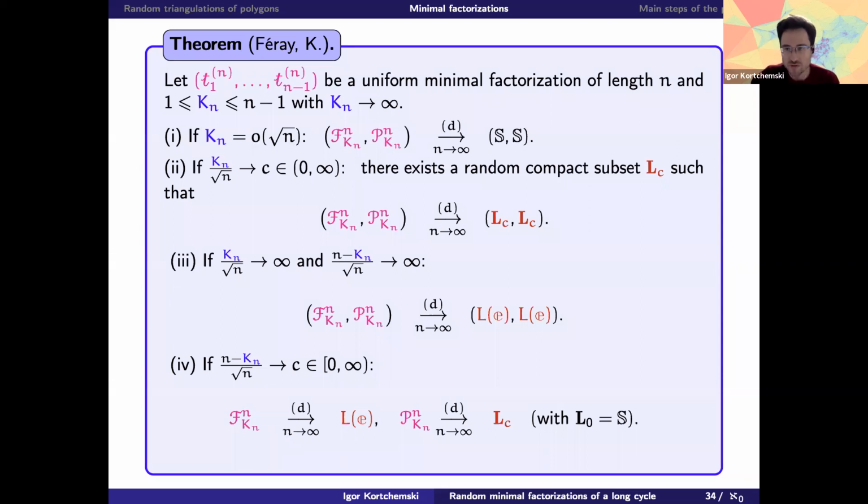Are there any questions on the statement of this result?